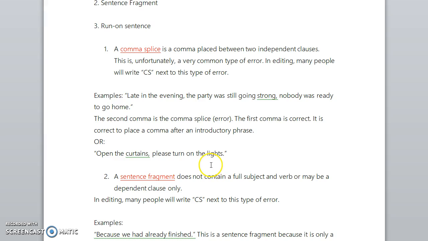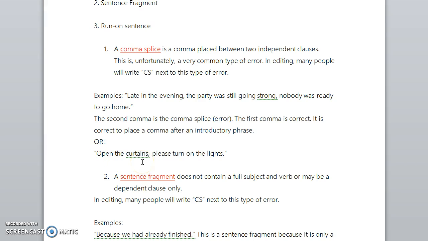Are you sure? Yes. Where's the verb? Open. Turn on. Where's the subject? Who open? Who turn on? In this case, the implied subject is you. It's the imperative form. However, it's an independent clause.